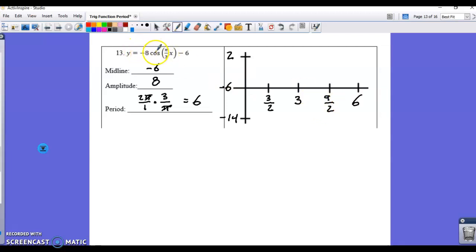It is a negative cosine function, so it's going to start at the minimum, midline, maximum, midline, minimum.